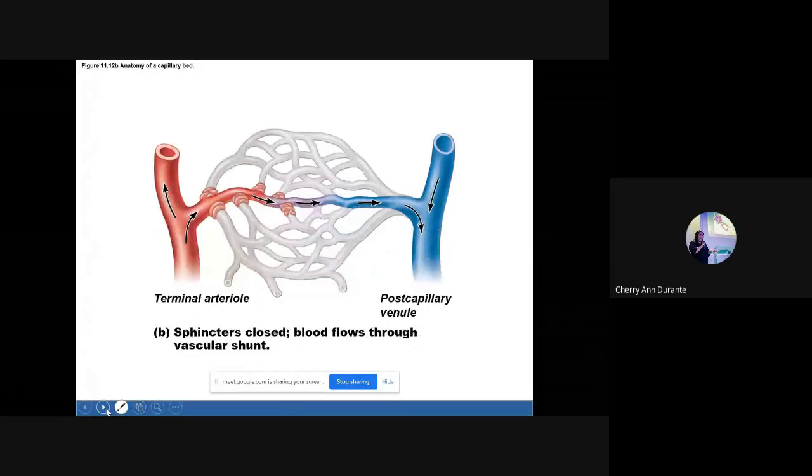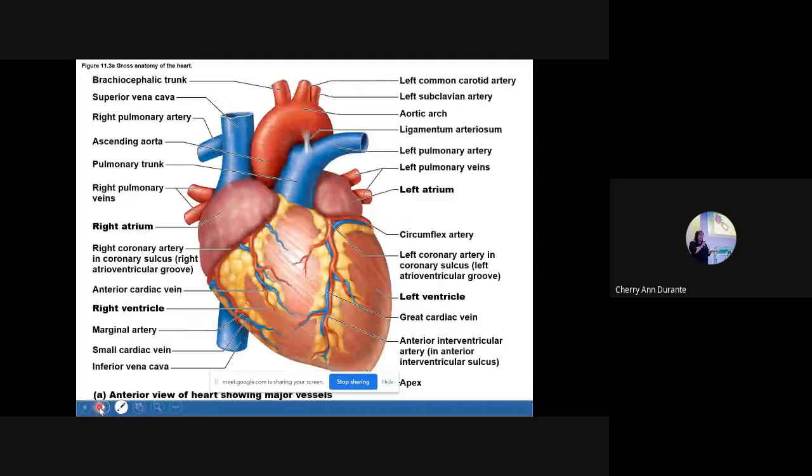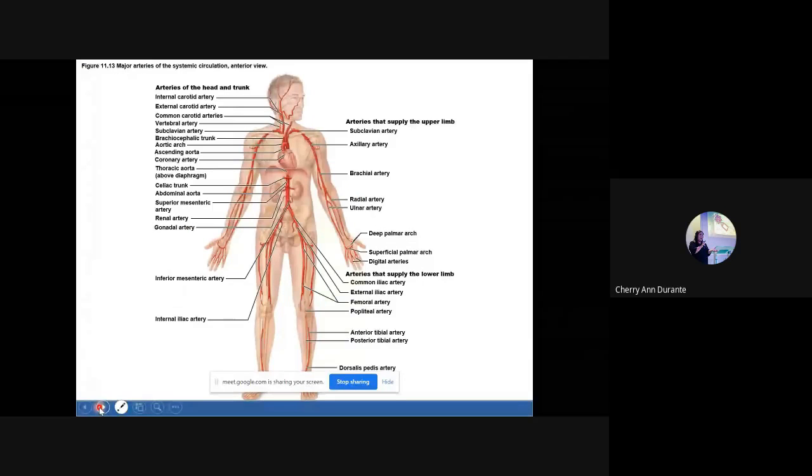Blood flow. Okay. Aorta. So, major arteries in the systemic circulation. As I told you, the aorta is one of those major arteries. And this is the largest artery. And ito yung nakakonect sa left ventricle. So, you have your ascending aorta, aortic arch, sometimes called descending aorta. Then you have your thoracic aorta and then your abdominal aorta. Okay, some of the arteries also of the body, can find it here.